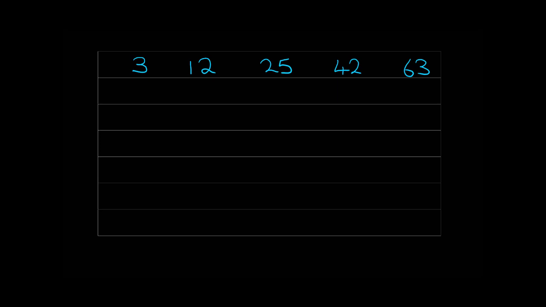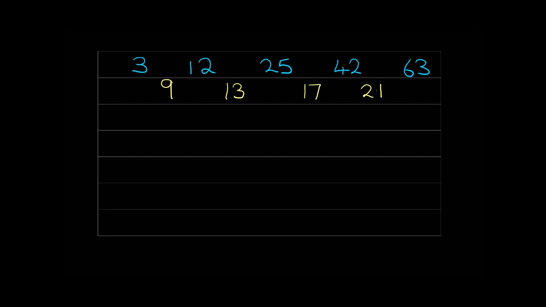12 take away 3 gives us 9. Then we move on to the next pair. So 25 take away 12 gives us 13. So what you're noticing, because this is not arithmetic, is that we're not getting the same number every time. But don't panic, just keep working out the differences. So 42 take away 25 is 17. And then we've got 63 take away 42, which gives us 21.